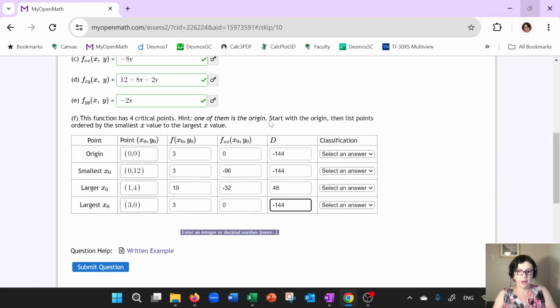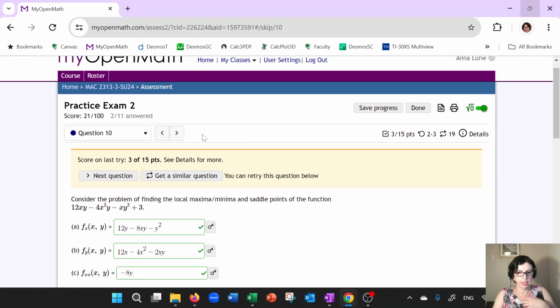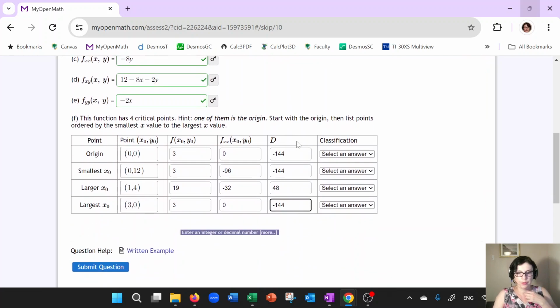Now, to classify this, I need the second derivative test, which you should have on the formula sheet. On the formula sheet, it will say one thing that you need to remember: whenever d is negative, that is a saddle point, and you do not need to look at anything else. So from what I think, this is going to be a saddle point, this is going to be a saddle point, and this is going to be a saddle point.